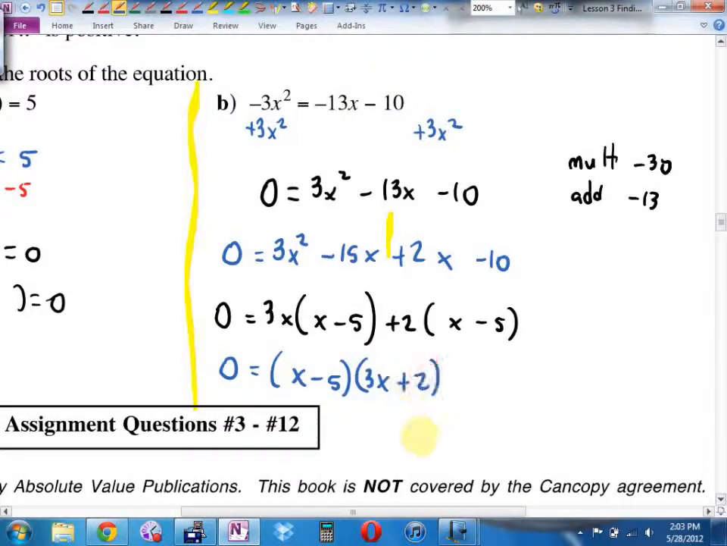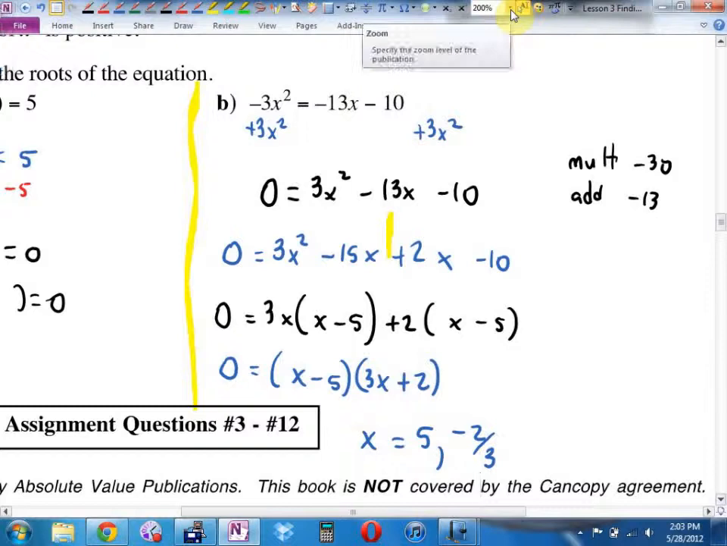3x plus 2. But now this is an actual equation. They didn't just say factor, they said solve. What are my roots? Positive 5, negative 2 over 3. Quadratic.